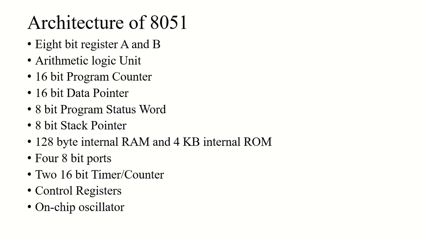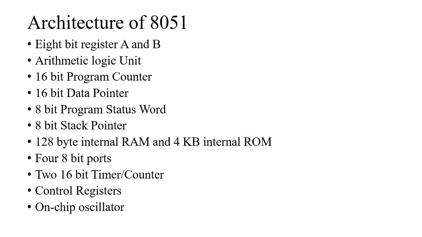Now that we have discussed the basics of the 8051 and its basic features, let's discuss the architecture of the 8051 microcontroller, right? So what does it contain? These are the things that the 8051 microcontroller contains. I have mentioned them here. As you can see, it contains 8-bit register A and register B. Register A is again the same as in 8085. It is an accumulator.